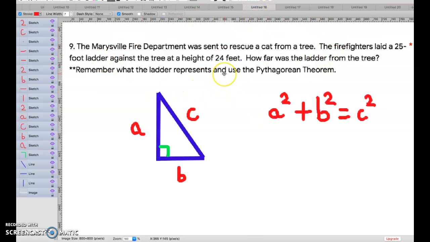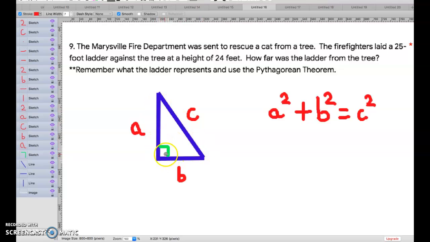Problem 9 is a Pythagorean theorem problem. I'm really confident that you guys can handle this kind of thing. Just a quick reminder, the Pythagorean theorem is a squared plus b squared equals c squared. You can't just put any number you want into a or b or c. You've really got to think about what is your a and what is your b and what is your c in this problem. Drawing a picture is always really helpful.